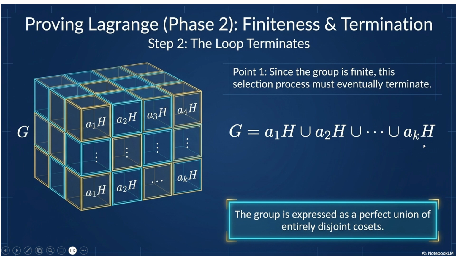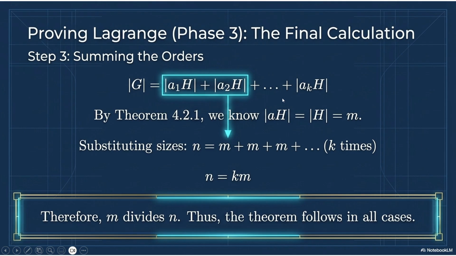Now let us see about the order of G. The order of G will be equal to order of these cosets. Since order of H is equal to order of its cosets, all these cosets are having order m. So equating the left side and right side, I can write n is equal to m plus etc. k times, which is equal to n is equal to km. That means m divides n. Hence we have proved the Lagrange theorem.